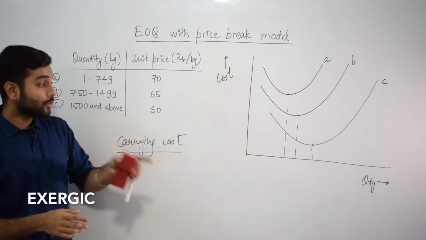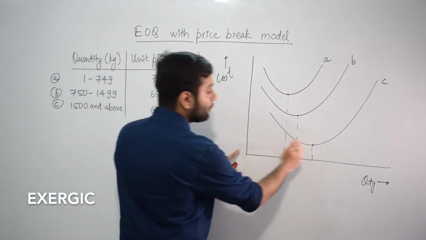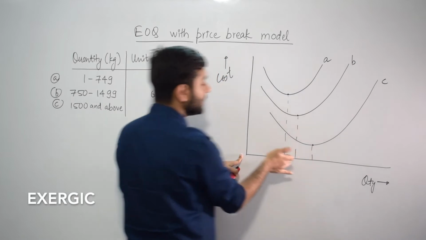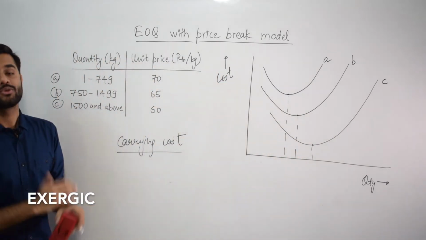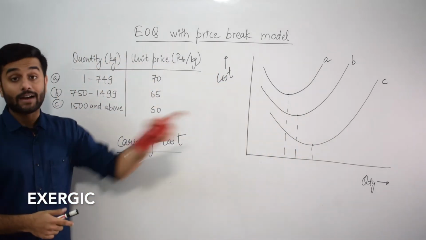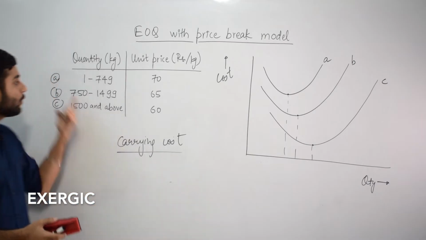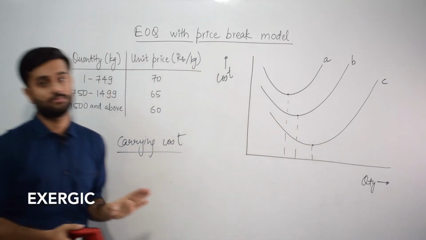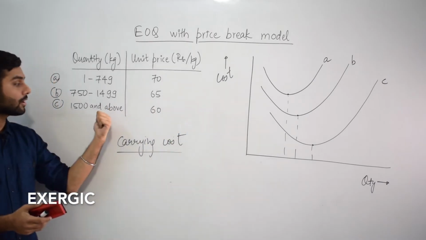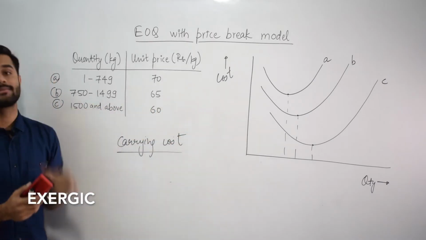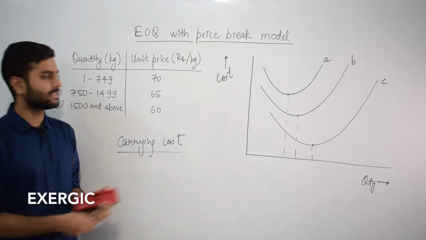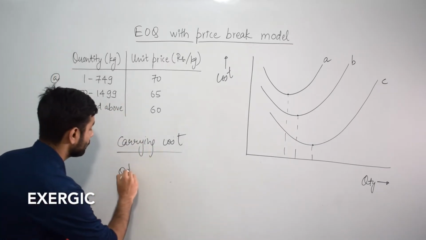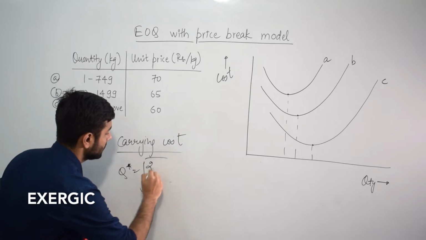And if you notice, the EOQ for C is more than the EOQ for B, and the EOQ for B is more than the EOQ for A, right? So in a way, what the graph is representing is that if you order more, the EOQ for that range will be more. C has the maximum order quantity, so EOQ for C is maximum, right? This is just graphical observation, and you can also get this proven from the expression.